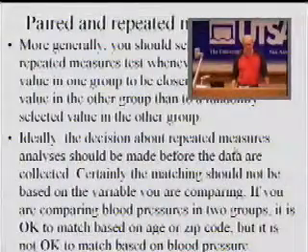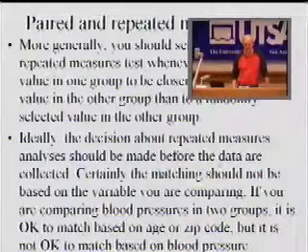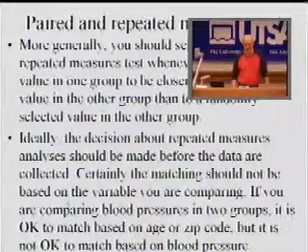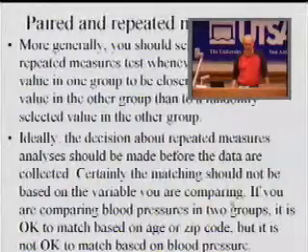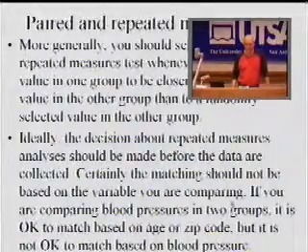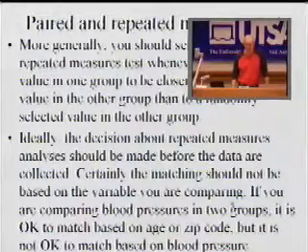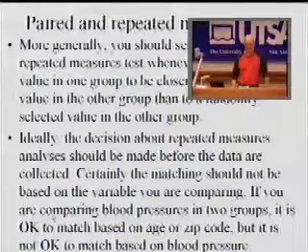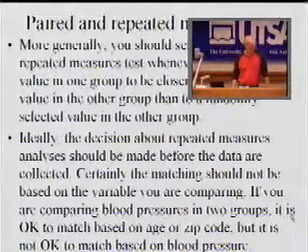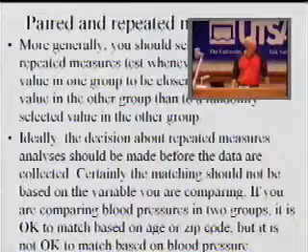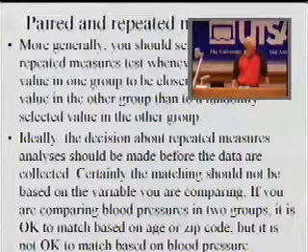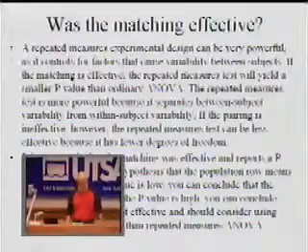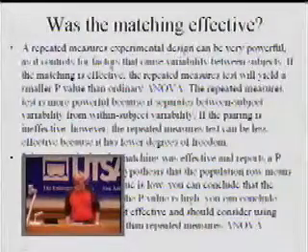So ideally, the decision about repeated measures analyses should be made before the data are collected. Certainly, the matching should not be based on the variable you are comparing, because that's the one that you expect to vary the most, to contribute the variance to get a significant effect. If you are comparing blood pressures in two groups, it is okay to match based on age or zip code, but it is not okay to match based upon blood pressure, kind of a prime example with the type of data that we're familiar with in humans.